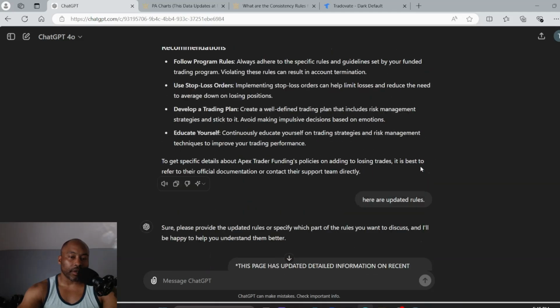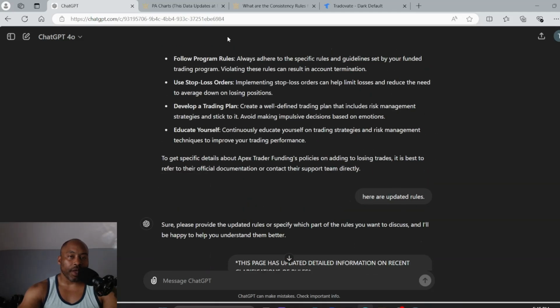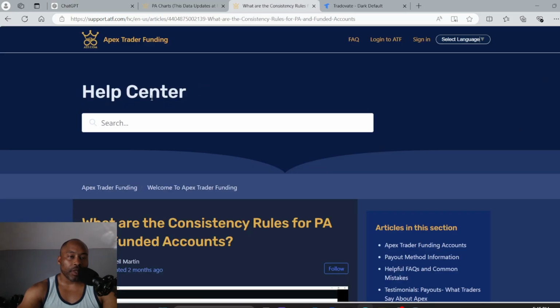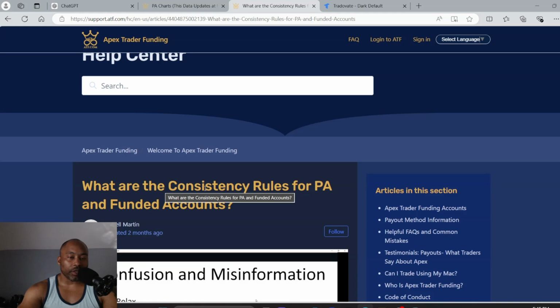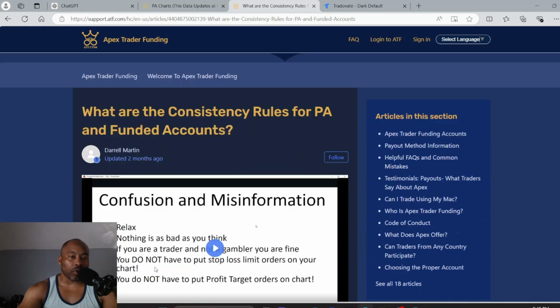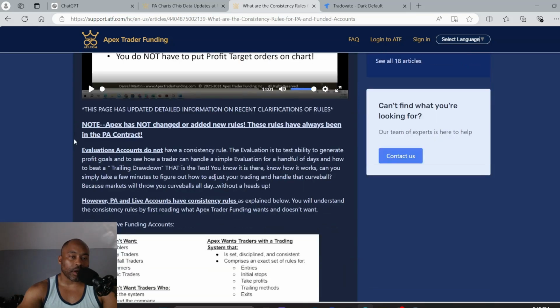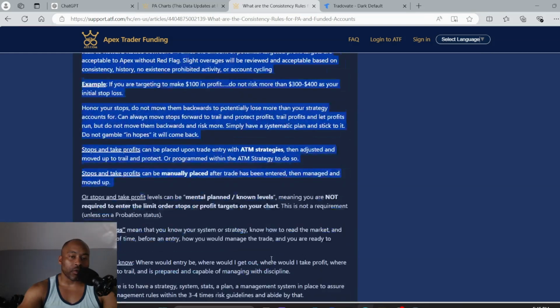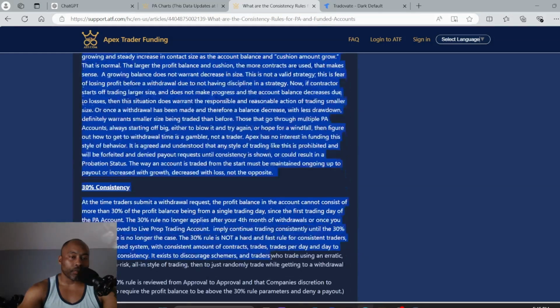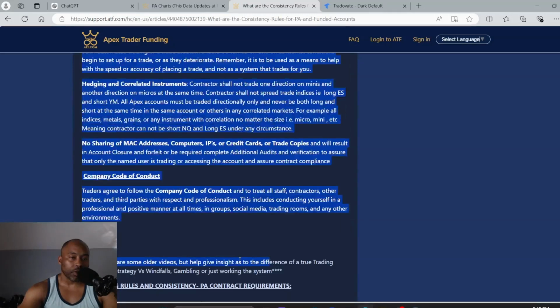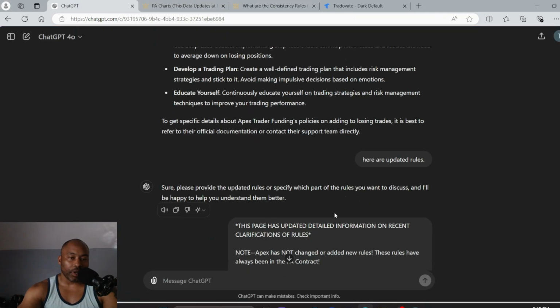So I said, here are the updated rules. At which point I went to the Apex website, I went to the Help Center, and I went to the page that Darryl had uploaded all of the videos and all of the updated rules that they would be enforcing moving forward for the payouts. And I just came here and I copied all of this all the way down to about the company code of conduct, and I went to ChatGPT and I pasted it, because when I said here are the updated rules, it says sure, provide them, and I did.